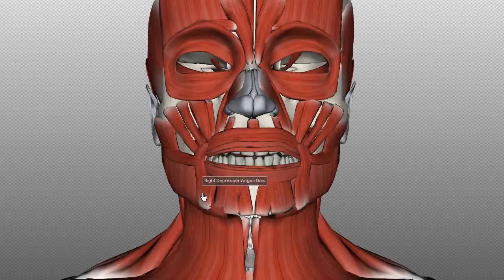And then deep to this muscle, the depressor labii inferioris, you've got the mentalis muscle. So what this muscle does is it helps to position the lip. So for instance, when you're drinking from a cup or something like that.